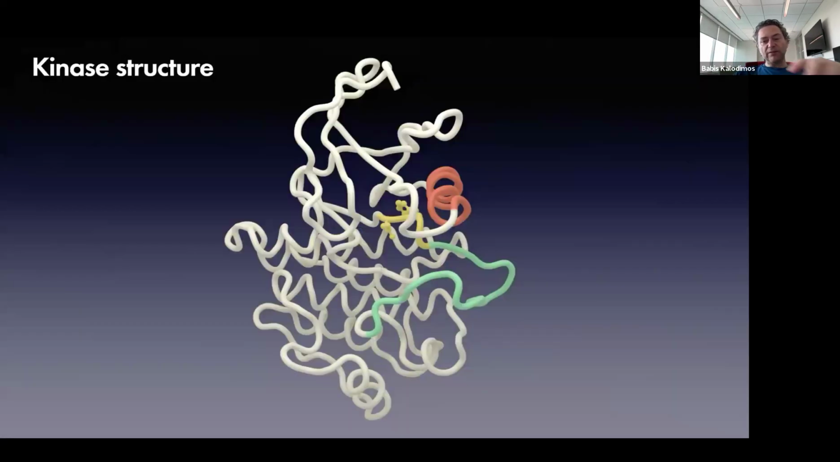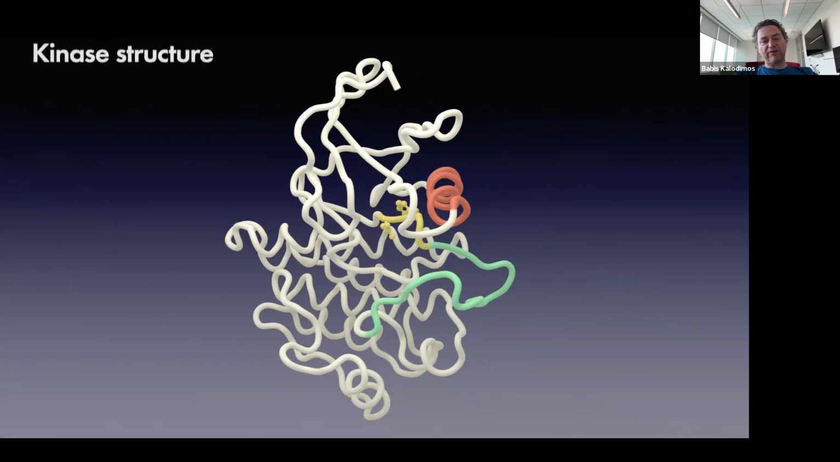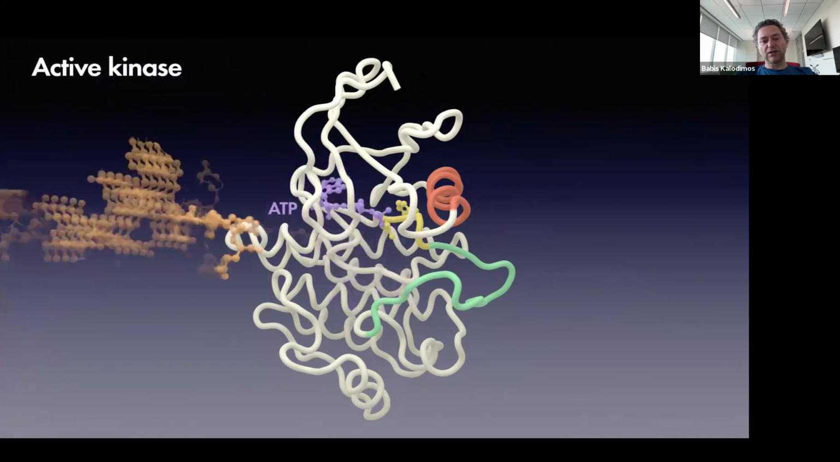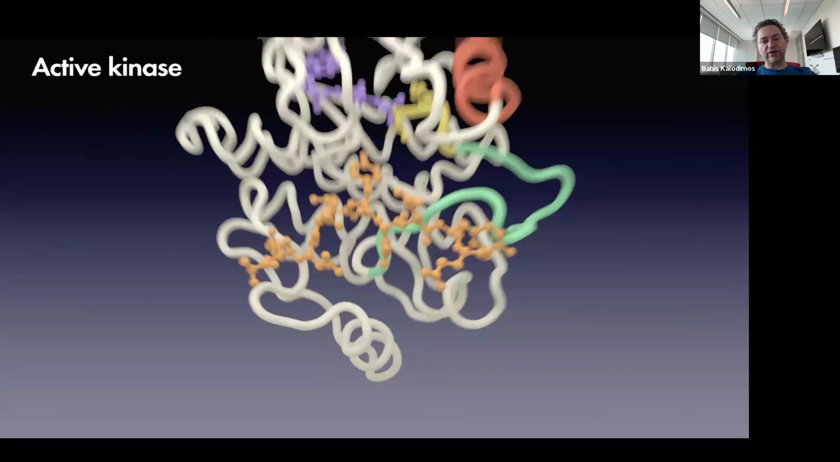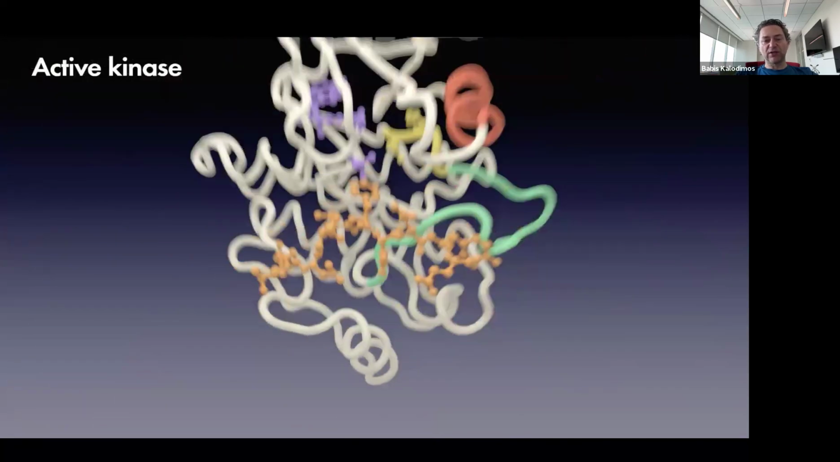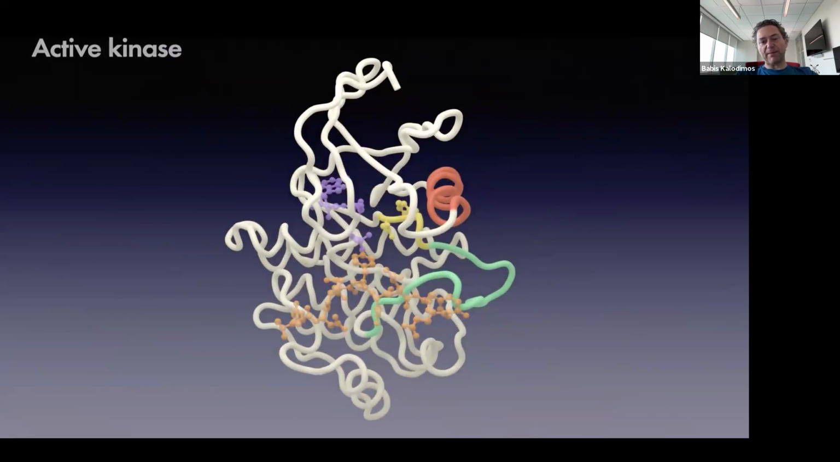All right, so let me show you in a simple animation some of these concepts that we just discussed. This is the alpha C helix, the activation loop, the DFG motif. You see now we'll have the ATP that should come when you have the active kinase, and then it will bind to the kinase. Then you have the substrate here in orange, and you can see the hydrolysis of the gamma phosphate and the transfer over to the substrate.